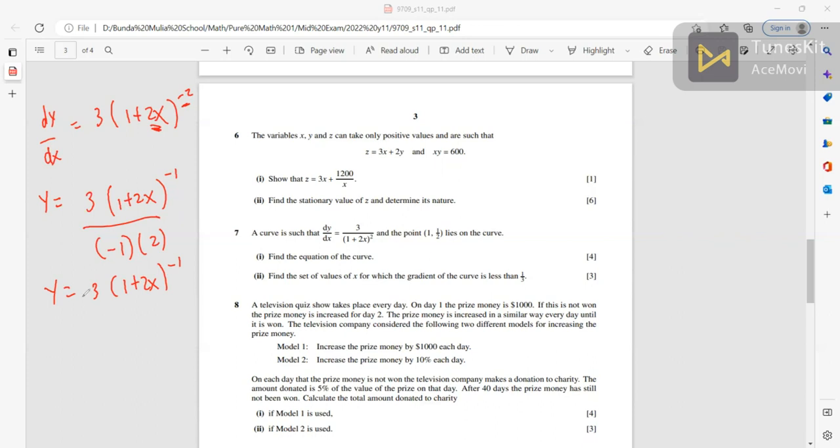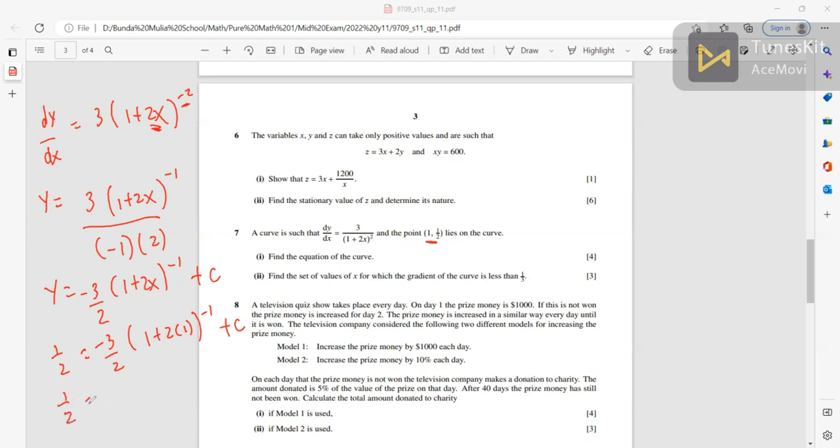which is equal to minus 3 over 2, for the first part. But wait, we have plus c here. Do not forget, we have plus c here. And then we have to find the c. So we have to input the y and x values, 1 over 2 and 1. So y is 1 over 2 equals minus 3 over 2 times 1 plus 2 times 1 to the power minus 1, plus c.